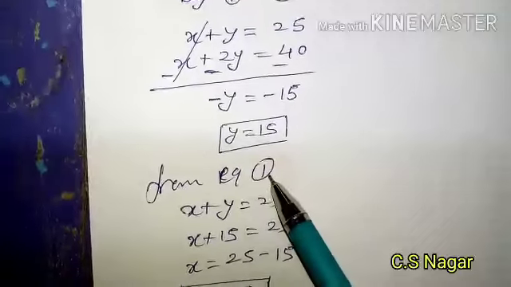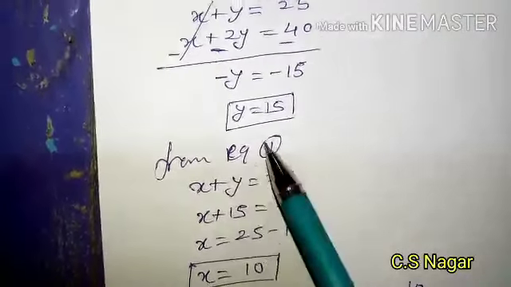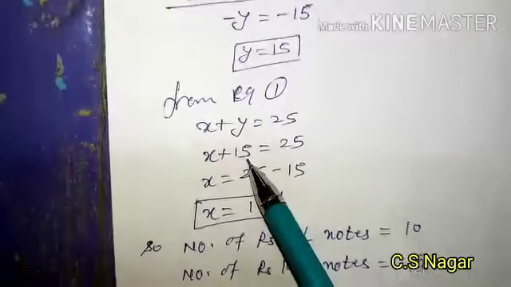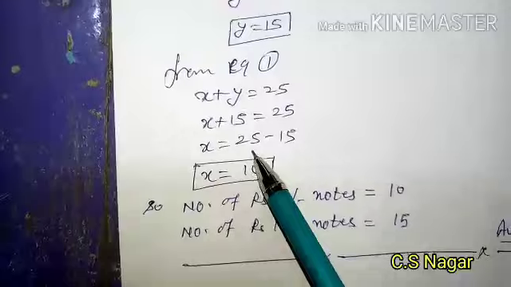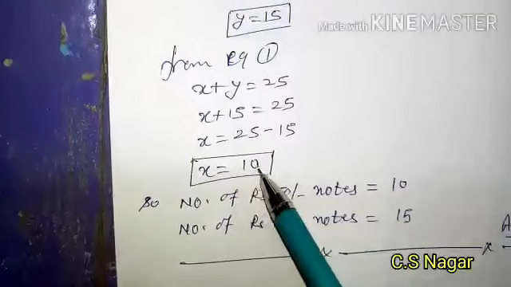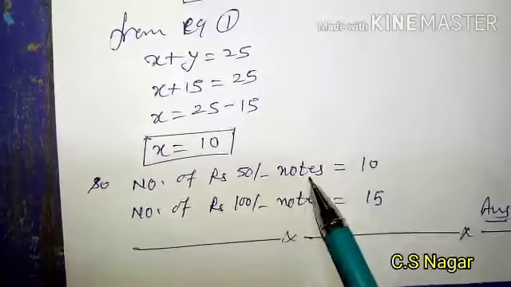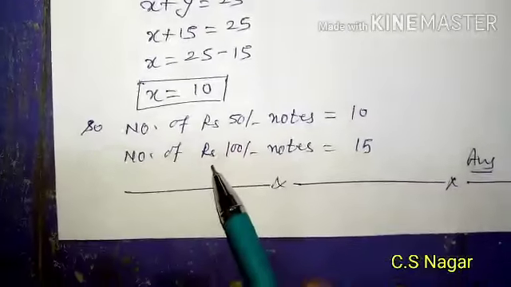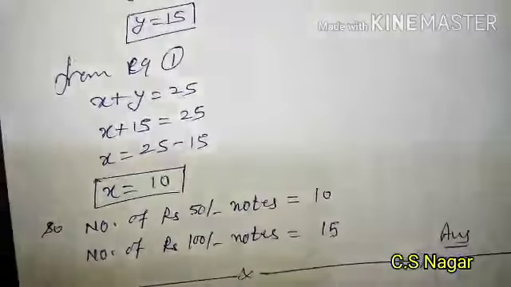Now put this value in equation number 1. Equation number 1 is x plus y is equal to 25. In place of y, write 15, and 15 transfers to the right side. So x is equal to 25 minus 15, or x is equal to 10. So the number of rupees 50 notes is 10, and the number of rupees 100 notes is 15. Now the last question.